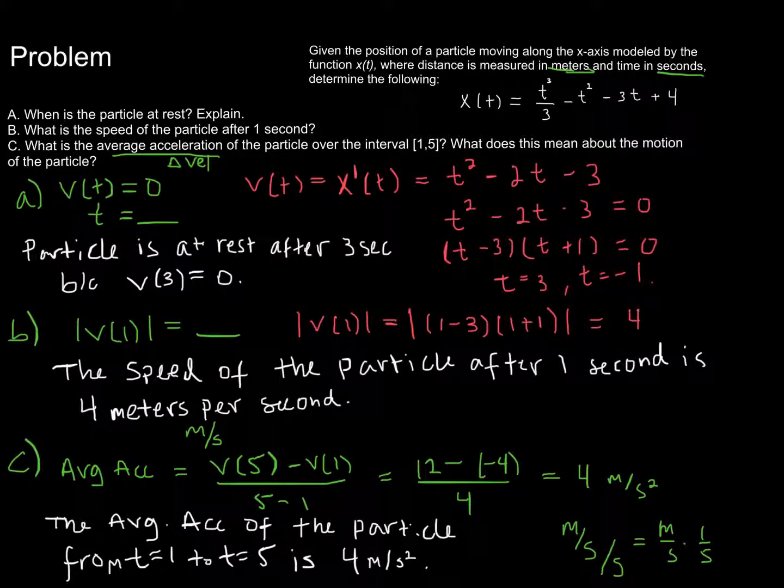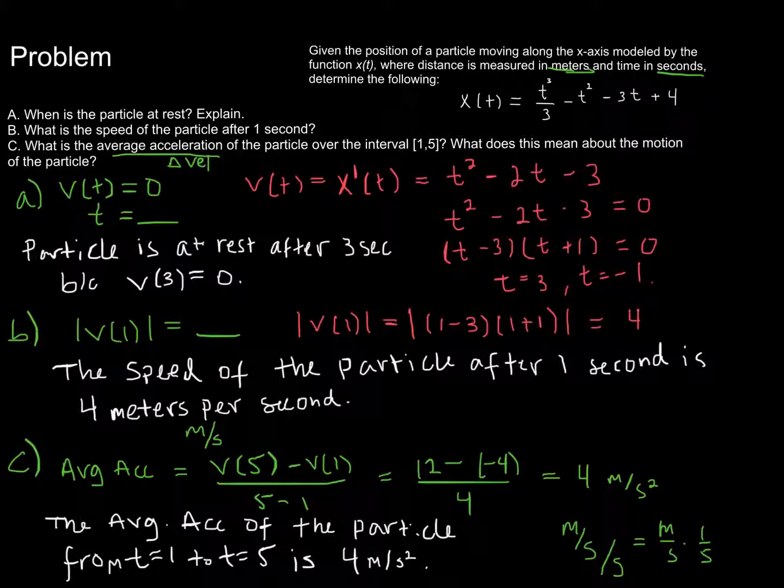Now, what does this mean about the motion of the particle? And this is, I think, the bigger picture question that understanding will be really important just in general. What does it mean to have an average acceleration of 4 meters per second squared over the course of those 4 seconds, so from t equals 1 to t equals 5? Well, acceleration measures the change in the velocity. So on average, over those 4 seconds, your velocity is increasing by 4 meters per second every second, which means that the velocity of your particle is increasing.